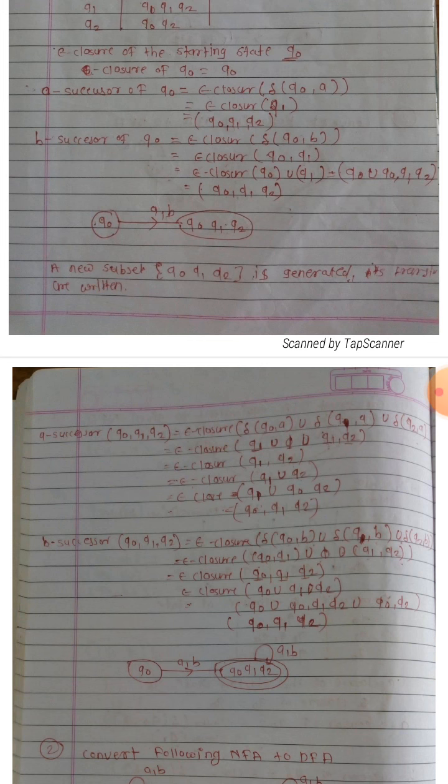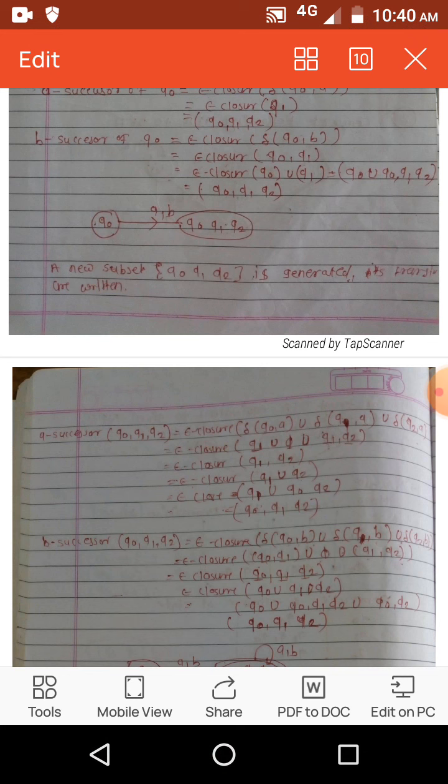Then the final state is Q0, Q1, Q2, and in the final diagram Q0 applies A and B. The new state is Q0, Q1, Q2. Then Q0, Q1, Q2 on A and B gives the new state, which is also Q0, Q1, Q2. This is our diagram of the DFA equivalent to the NFA. Thank you.